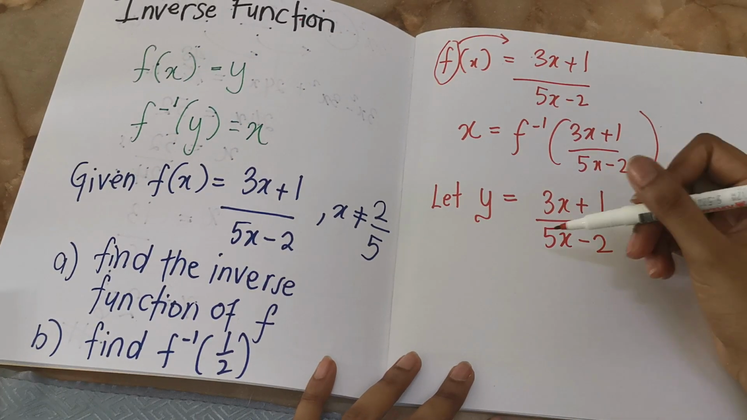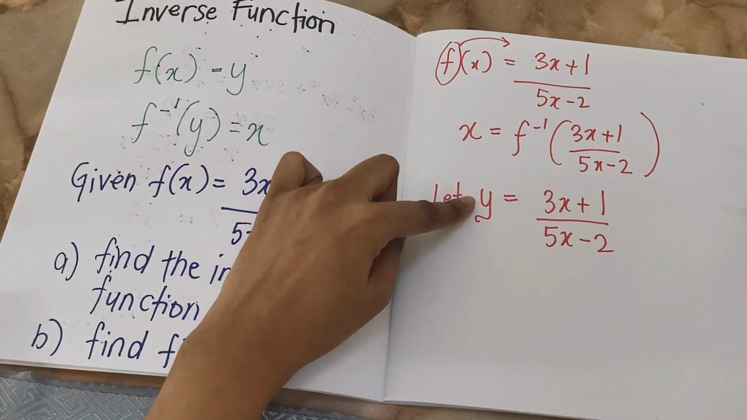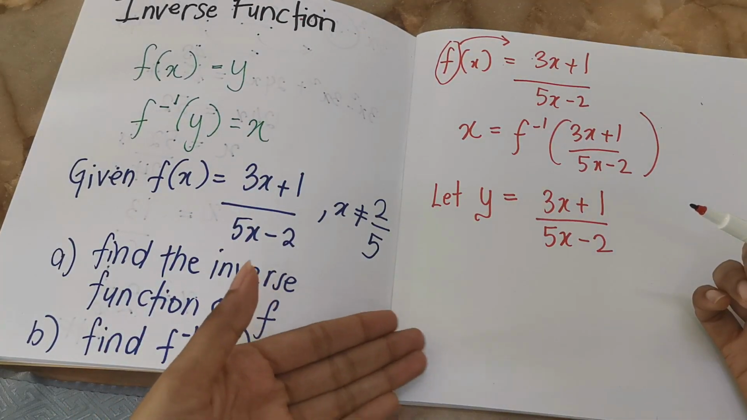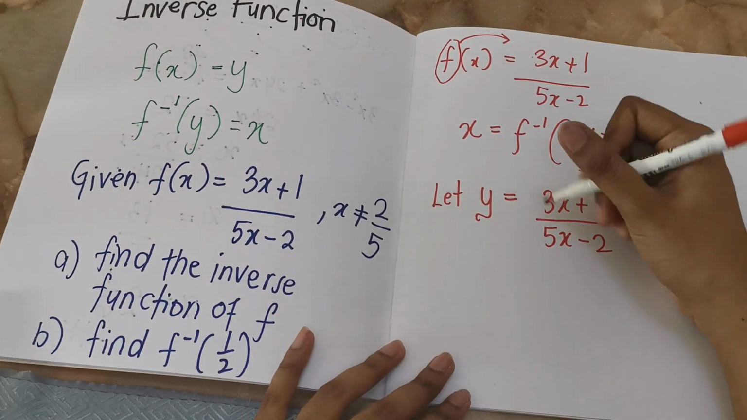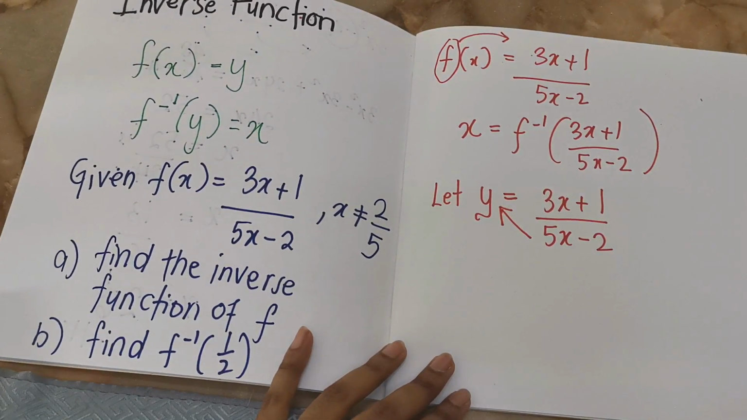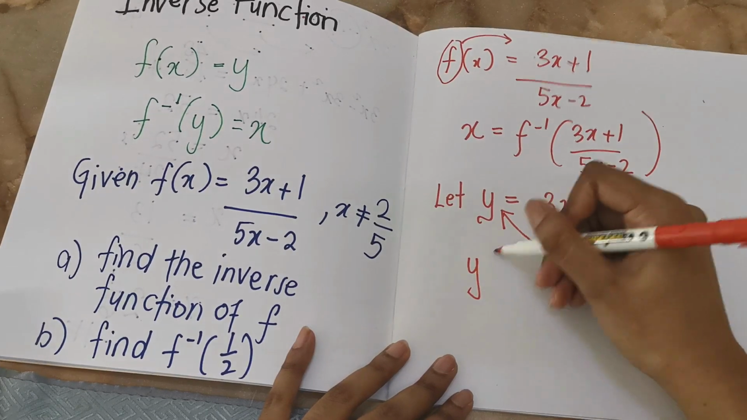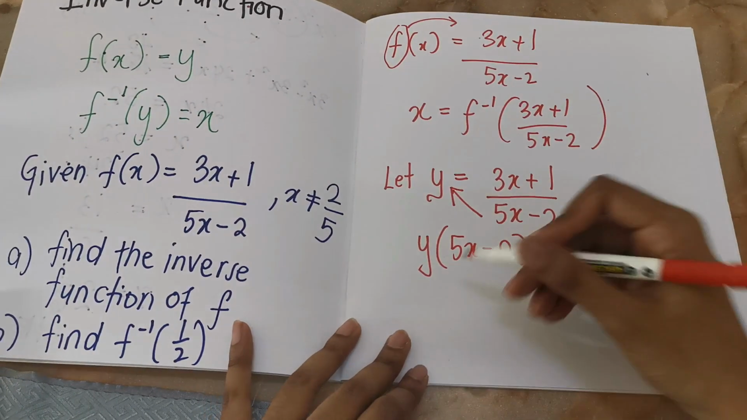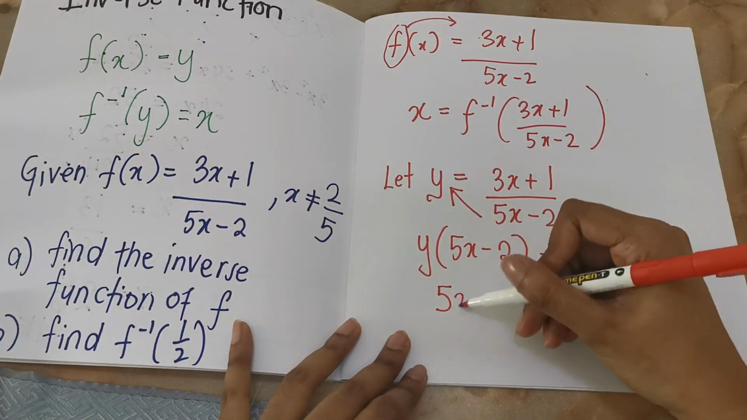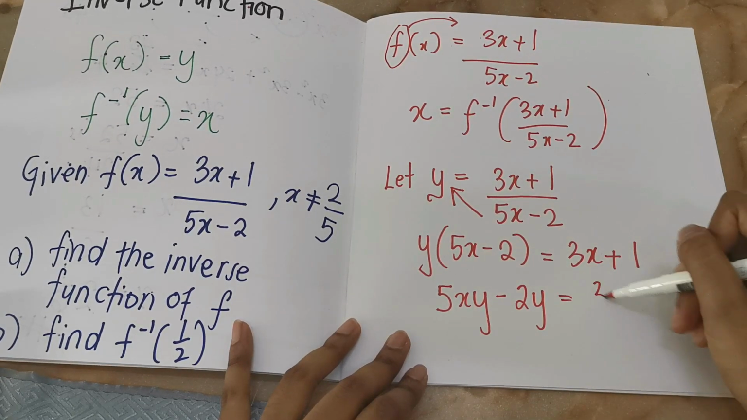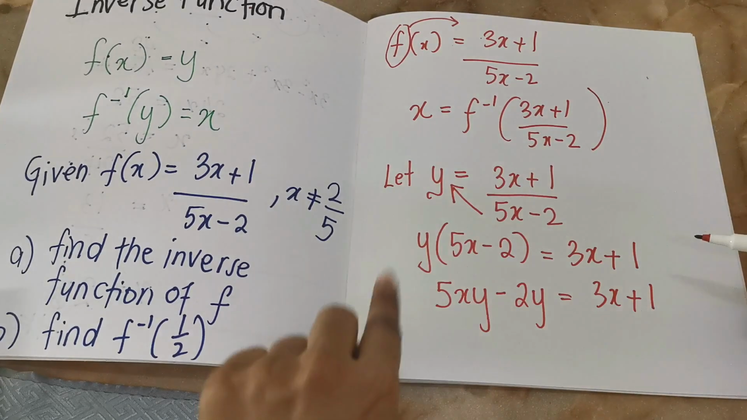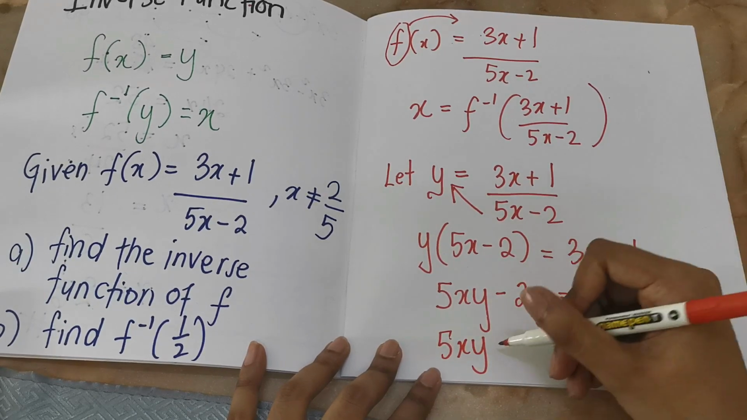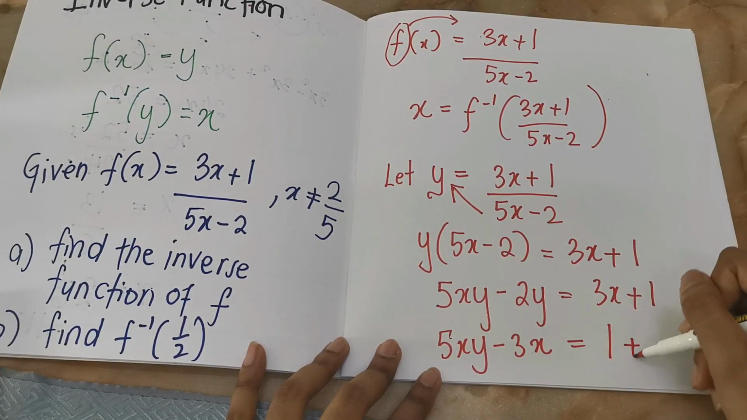Now what we are going to do is find x. As you can see, the y is on the left hand side, so we're going to solve this until we get the value of x. To solve this, first we multiply across: y(5x - 2) equals 3x + 1. Then we expand: 5xy - 2y equals 3x + 1. Let's bring the x terms to the left side and the y terms to the right hand side. So 5xy - 3x equals 1 + 2y.